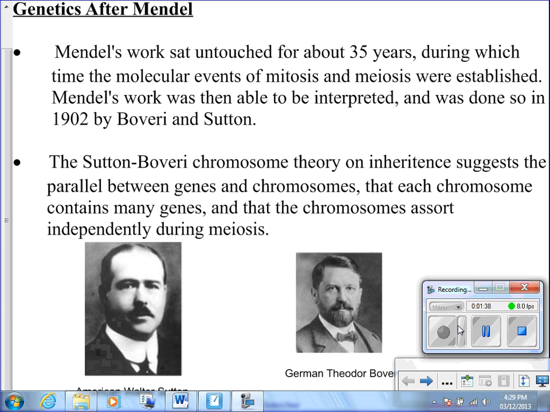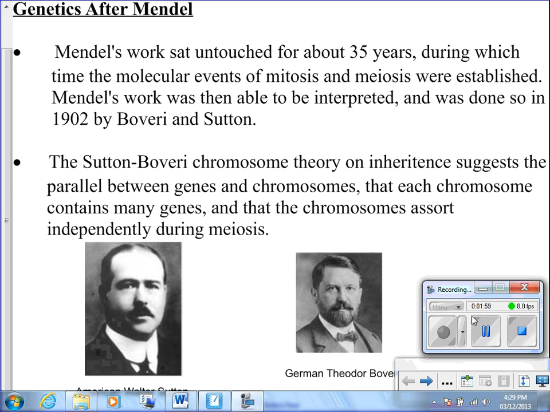Along with two-trait crosses, polygenic traits, traits that are controlled not by one single gene but by multiple genes. And an example of that would be something like human eye color. And we've also discussed briefly epistatic interactions. We have one more mechanism of inheritance to go, and that is the point of this presentation.